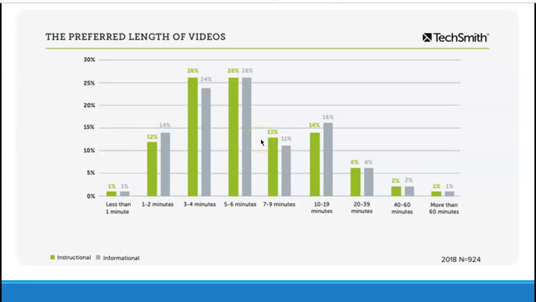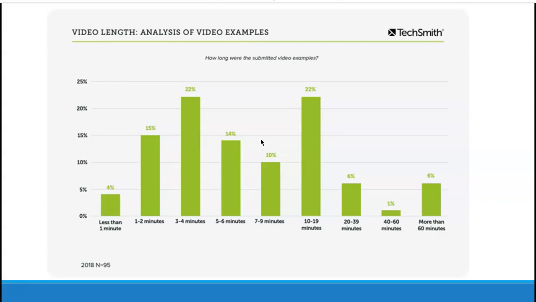Next slide I have up here. Another study they did looked at video viewer habits, trends, and statistics. 50% of people preferred a video length between 3 to 6 minutes. The next highest preferred video length was 10 to 19 minutes.